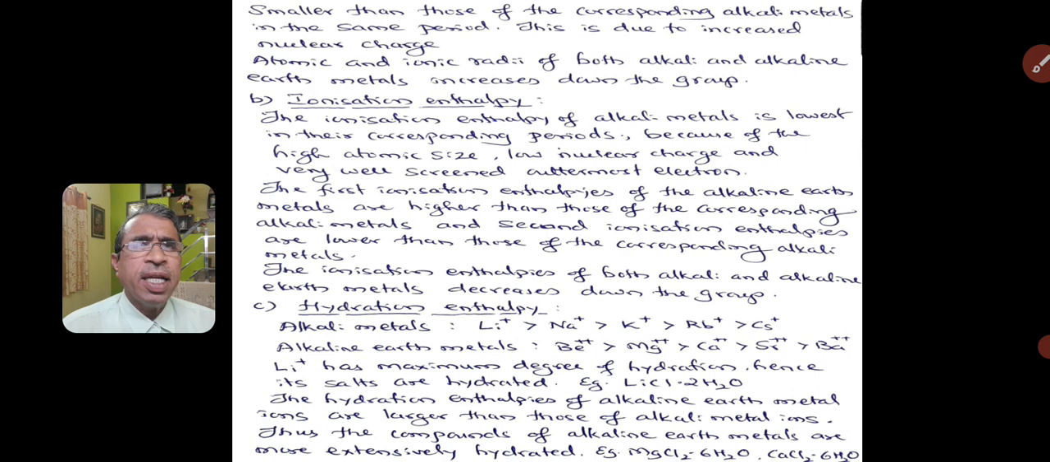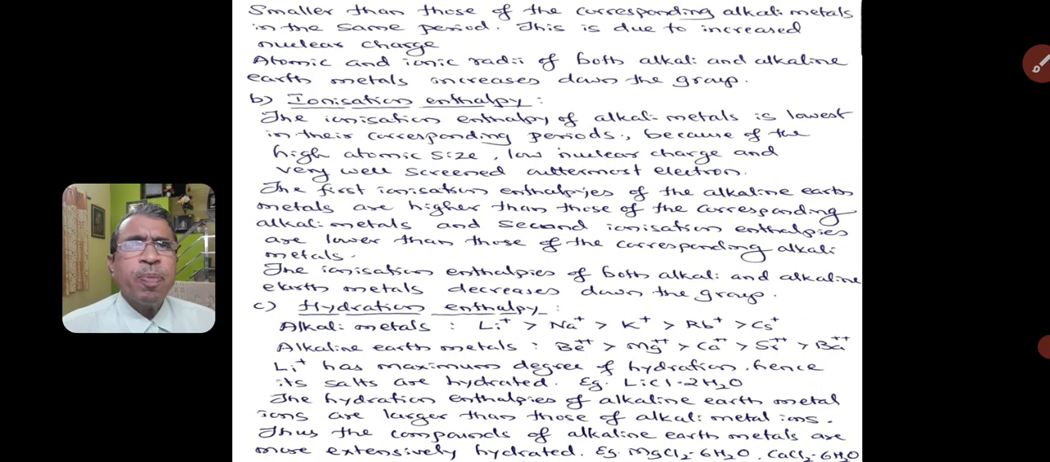Atomic and ionic radii of both alkali and alkaline earth metals increase down the group because of increase in the size of the atom, which decreases the effective nuclear charge.